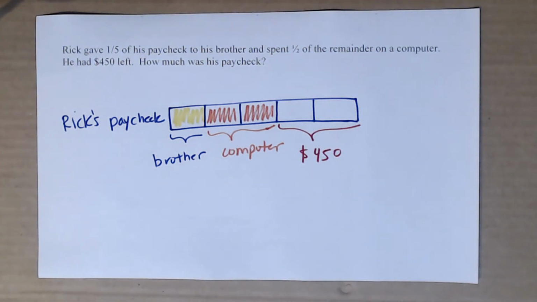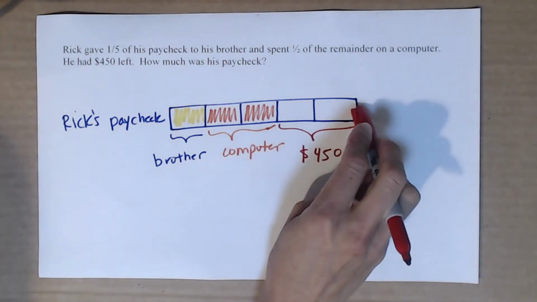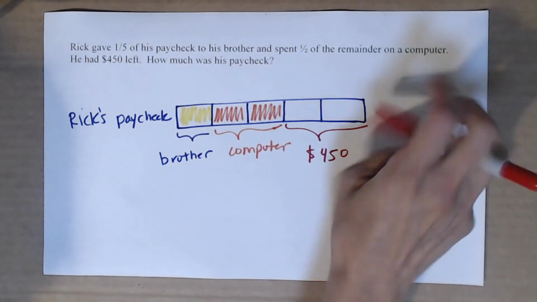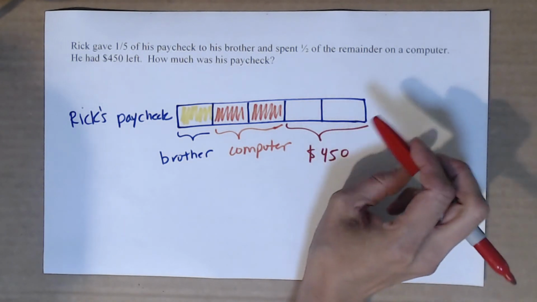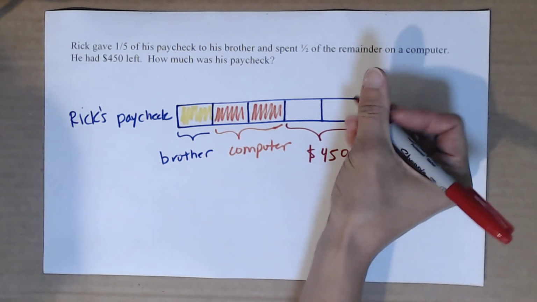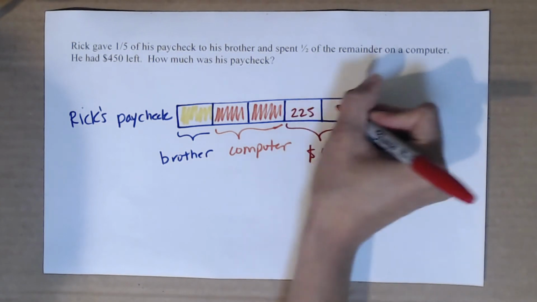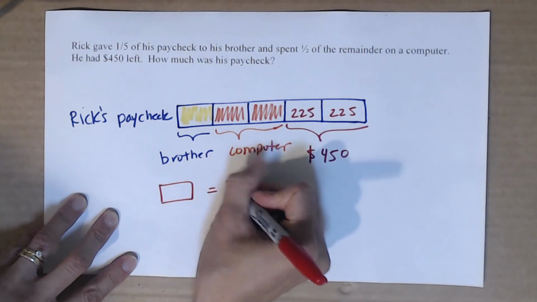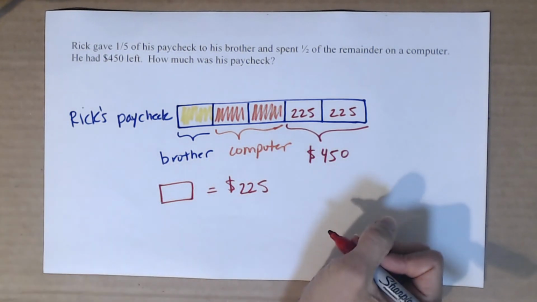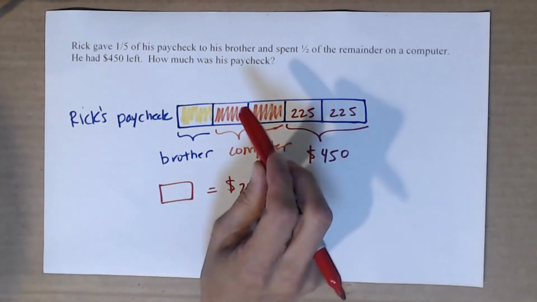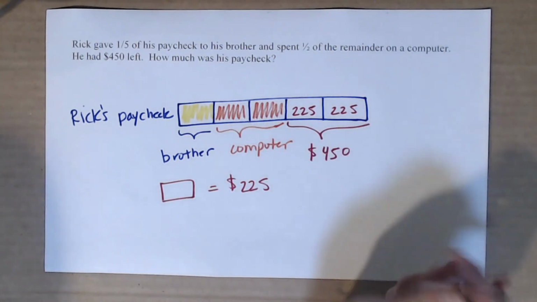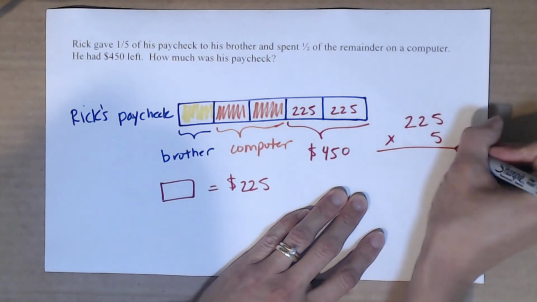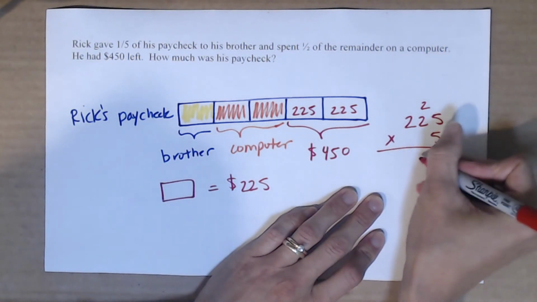The question is, how much is his paycheck? So how much money is his whole paycheck? So what do we know? We know here that these two parts are 450, so each of those must be 225. So in our picture, one part equals 225. And how many parts total for his paycheck? 1, 2, 3, 4, 5. So if we take 5 times 225, we should get his total paycheck.